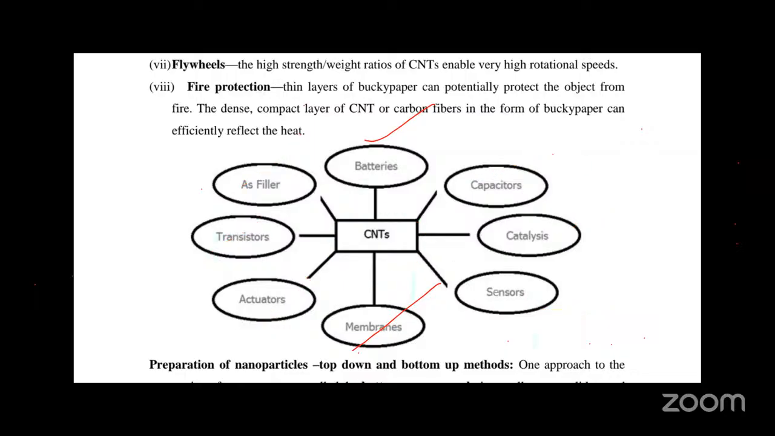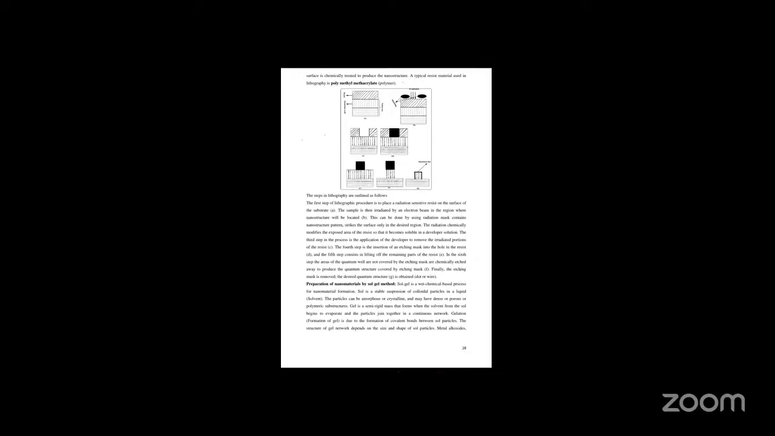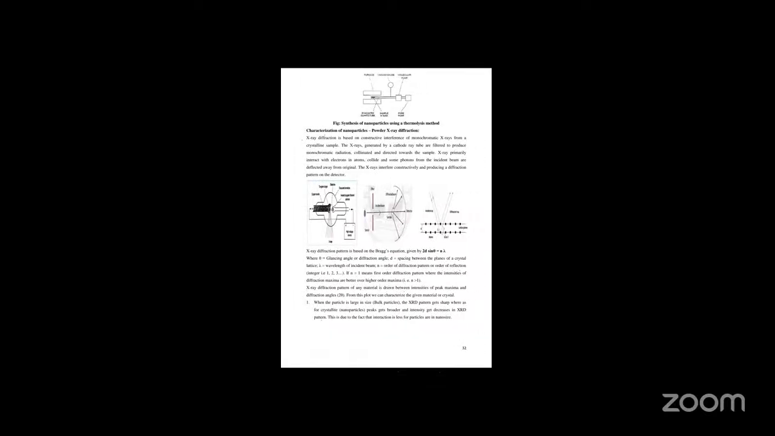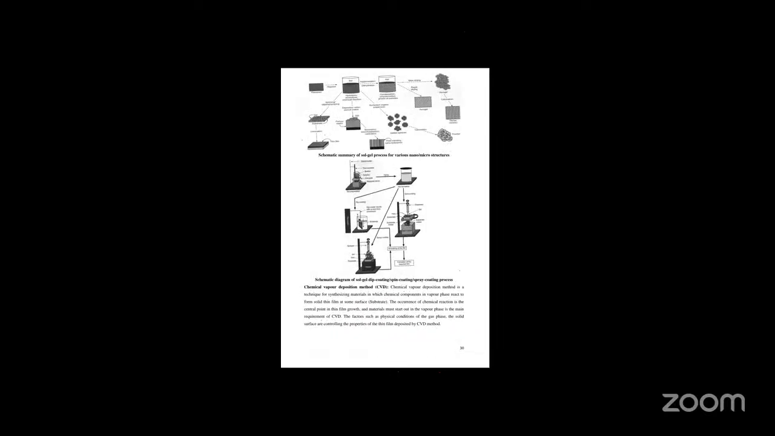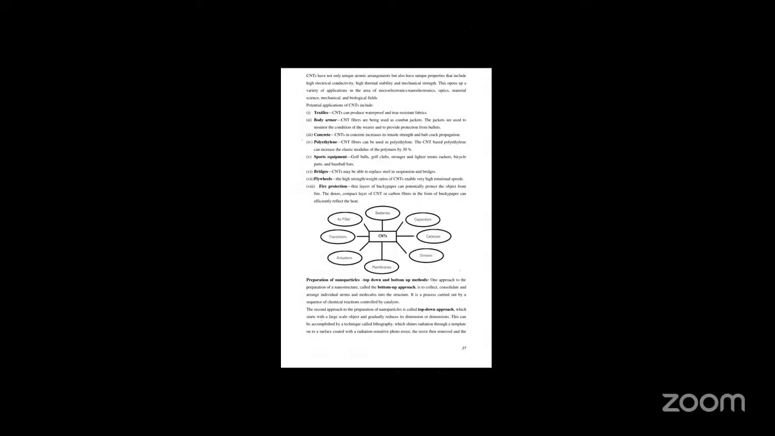Then we have some preparation methods of nanomaterials: particularly the top-down and bottom-up methods, followed by the sol-gel method, then the chemical vapor deposition method. After that, characterizations will be there. Those preparation methods and characterizations of nanomaterials will be discussed in the next class.